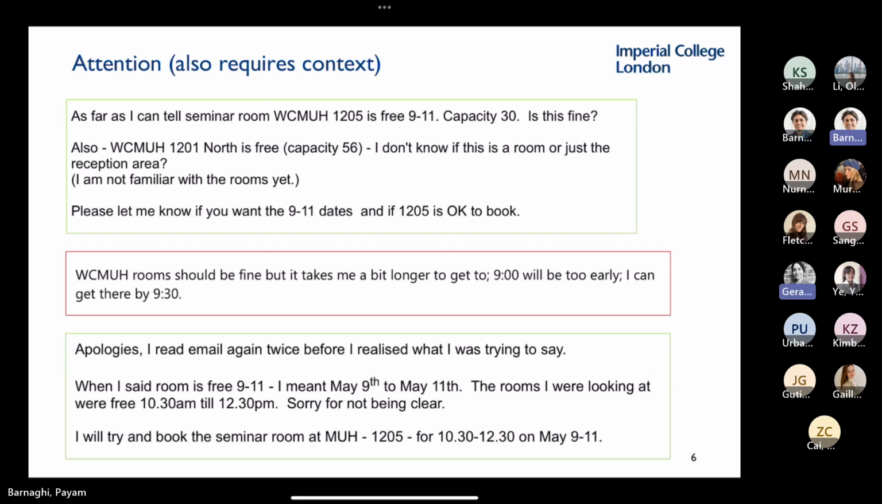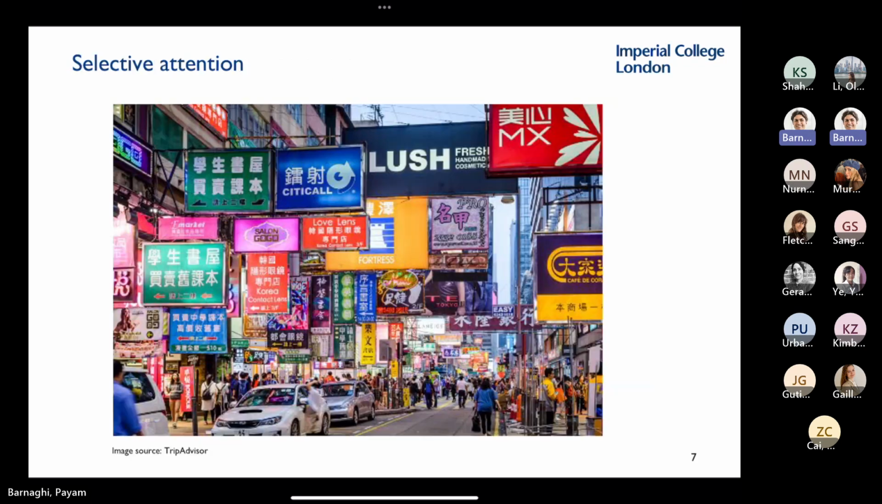The slides are not progressing, Payam, again. I'll keep an eye on it. Sorry about that. Let me see. It's always one slide behind, and I don't know why.